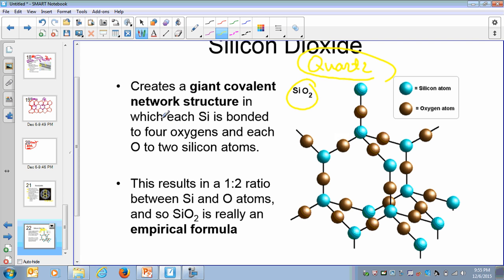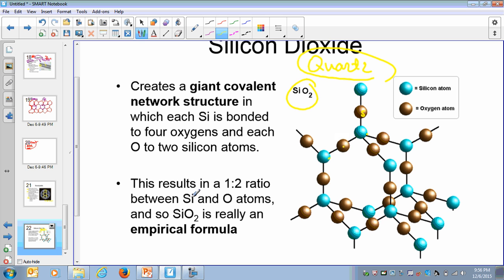It creates a giant covalent network structure of silicon and oxygen, silicon dioxide, in a 1 to 2 ratio. It is also the same chemistry, where each silicon is bonded to two oxygen atoms. These are linear shaped compounds, and they are bonded together in a way that makes a very strong compound. So you can find all this in your book in quite a detail.